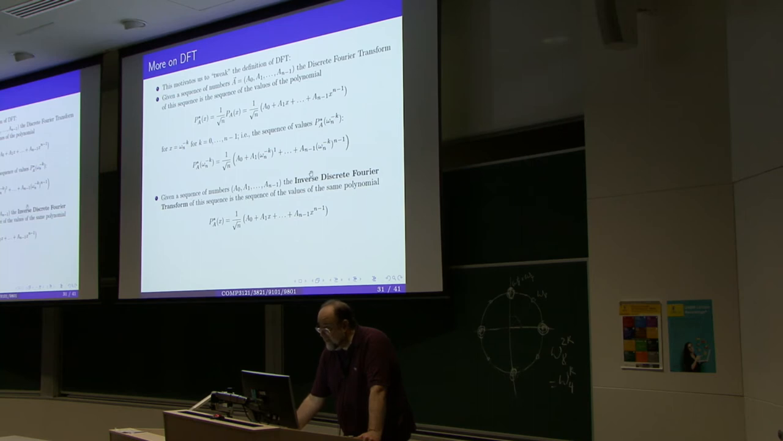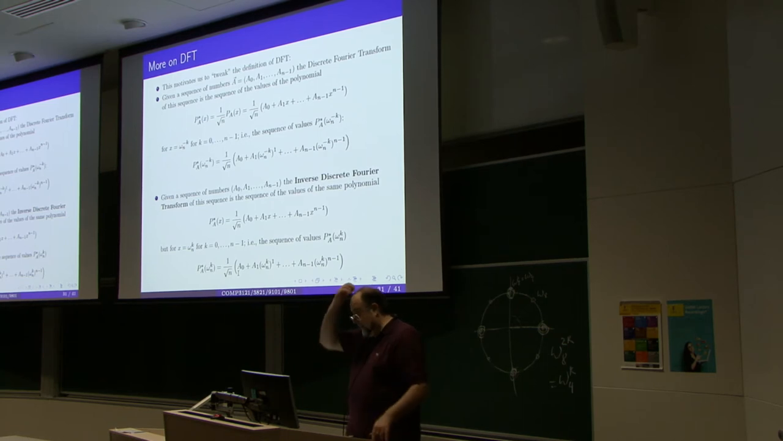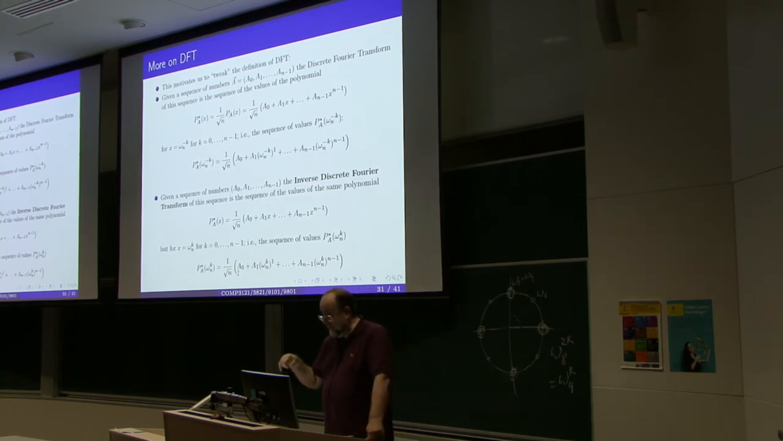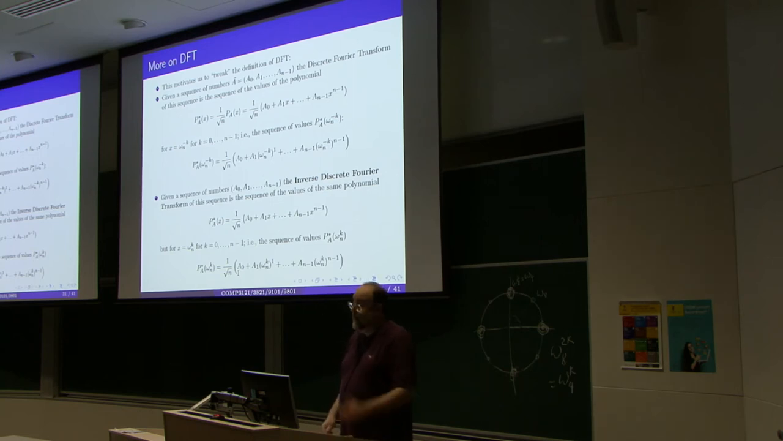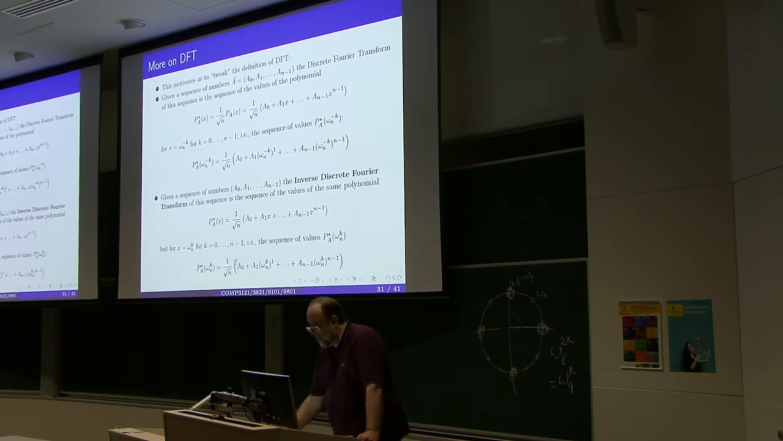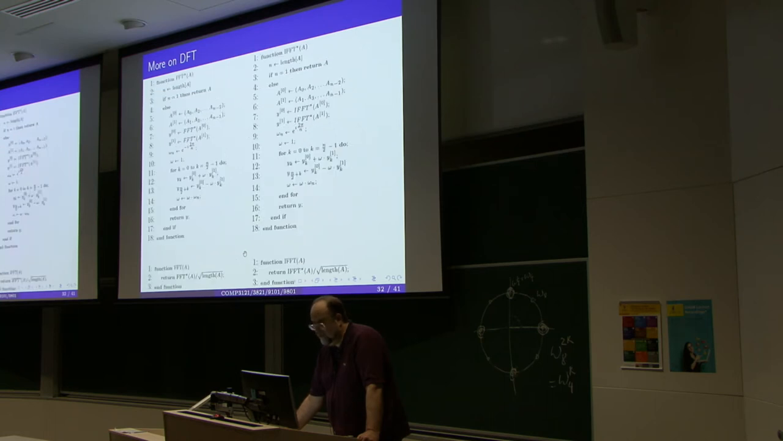On the other hand, the inverse discrete Fourier transform will be defined by evaluating the same polynomial, but this time at the roots of unity. So we swapped the definition of direct and inverse Fourier transform. So when you read a paper or a textbook that is about the discrete Fourier transform, make sure you understand which definition is used, because you have in the literature both definitions used very frequently.